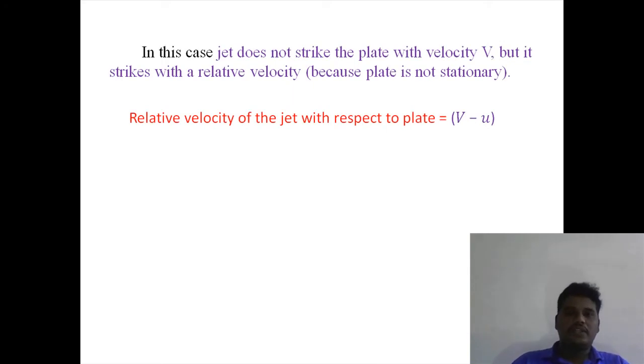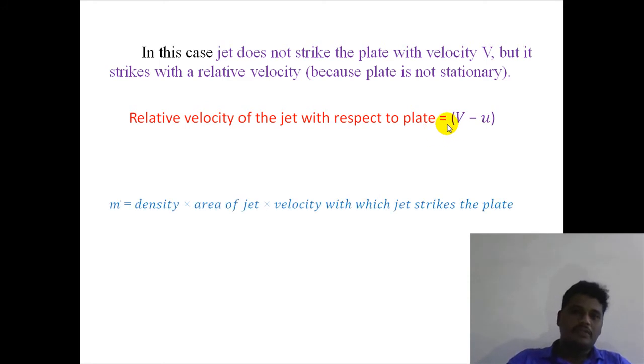In this case, the jet doesn't strike the plate with a velocity v, but strikes with a relative velocity, because the plate is not stationary. It is not striking with v minus 0, because the plate is mobile, but it strikes with a relative velocity of v minus u. The relative velocity of the jet with respect to the plate is v minus u.